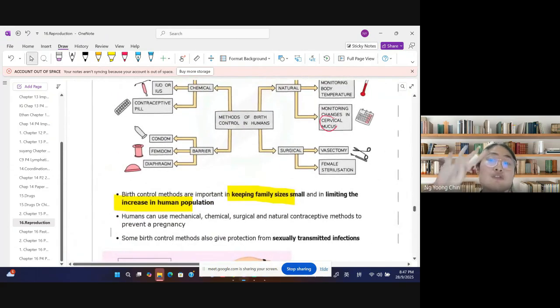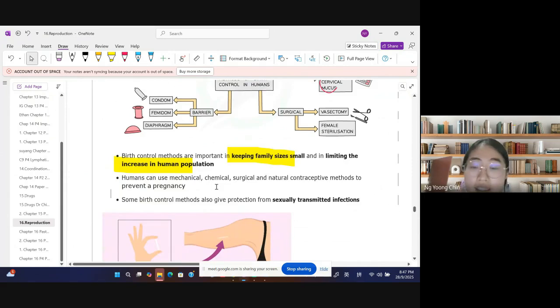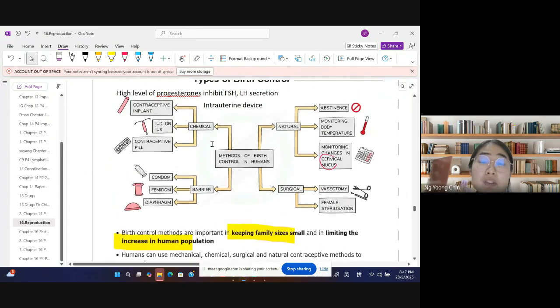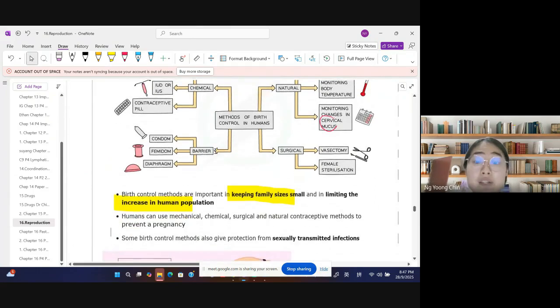So they can use these four ways to do birth control. Also, birth control can help protect them from getting sexually transmitted infections, for example HIV. So if you do this birth control, it is actually a way to protect yourself from getting those infections.